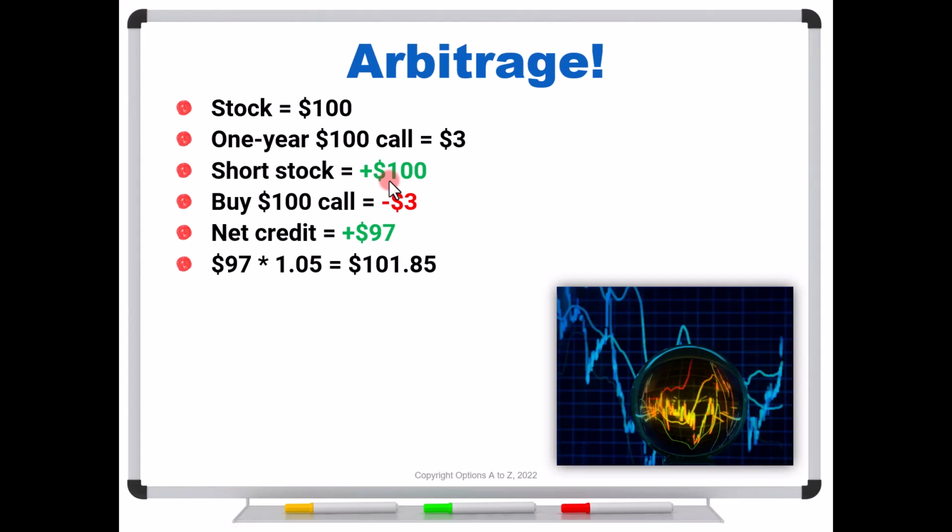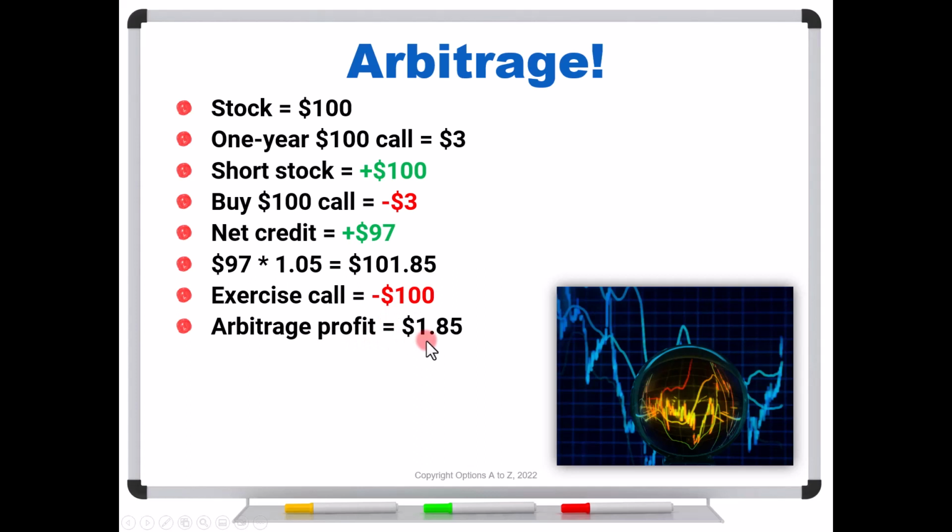And what if it is trading well above 100, it's trading for 200, 300? No problem. Just exercise the call and pay 100. Where do you get the $100 from? Right there in your money market, 101.85. So that would give us an arbitrage profit of $1.85.